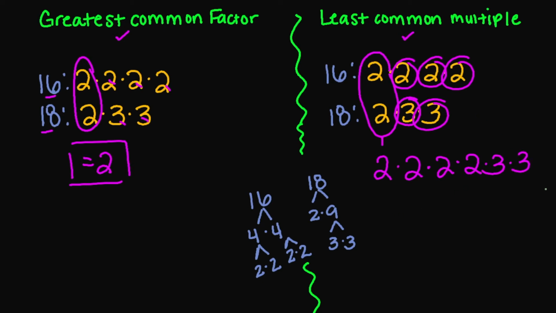All right, so now let's go ahead and multiply. So 2 times 2 is 4. 4 times 2 is 8. 8 times 2 is 16. 16 times 3 is 48. And then 48 times 3, that's going to be 144. So your final answer here is 144.